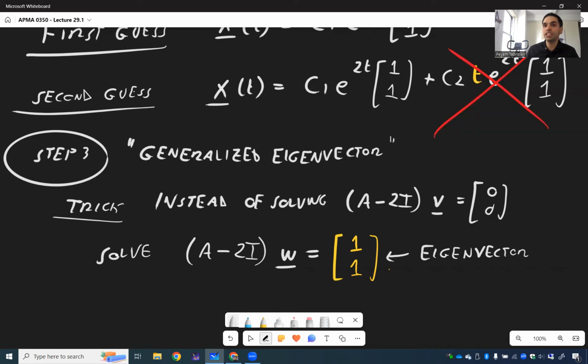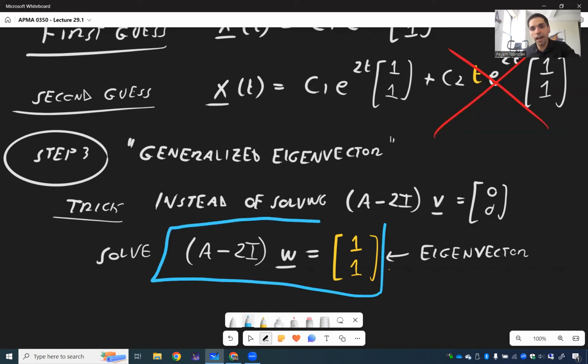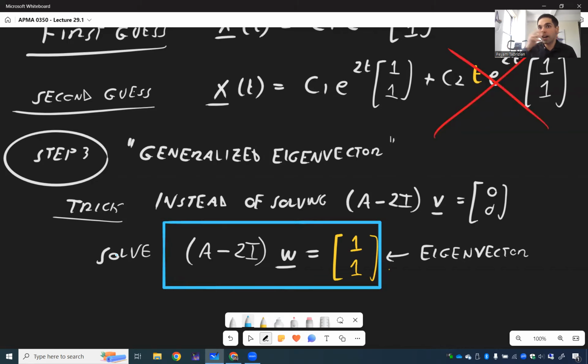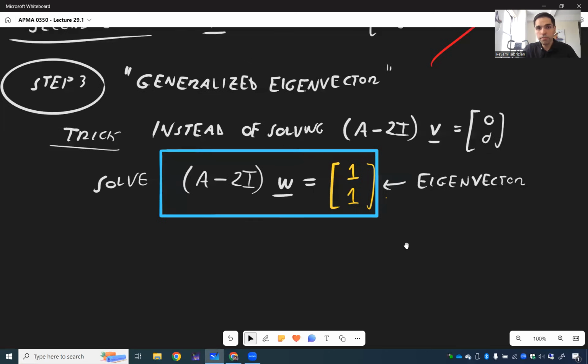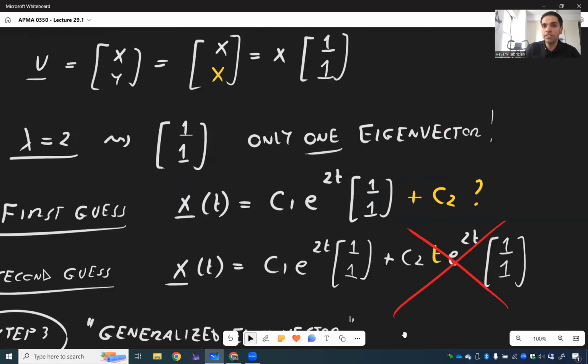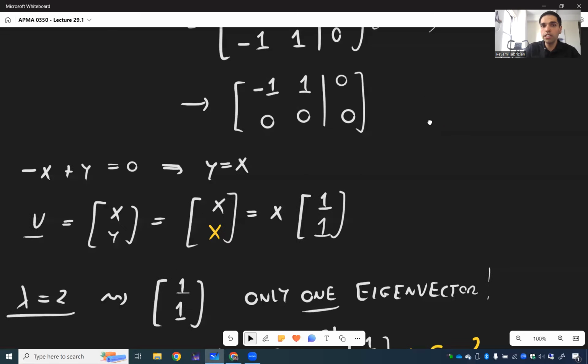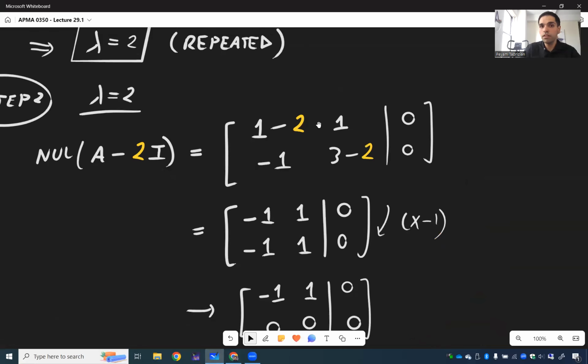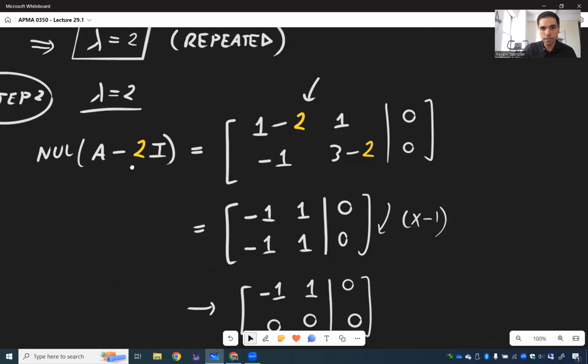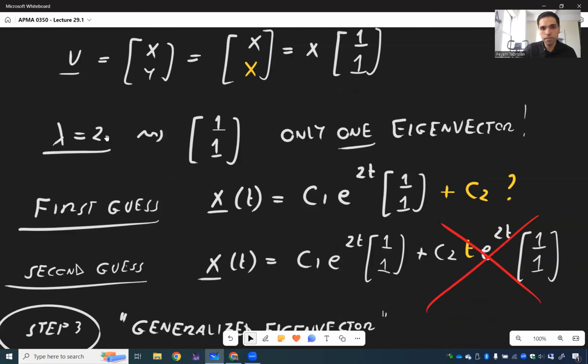So this is the magic equation of today. A minus eigenvalue I times your new unknown equals your eigenvector. And let's do that. The good news is we already have A minus 2I. If you look at the work above, this thing was A minus 2I. So you just repeat this.